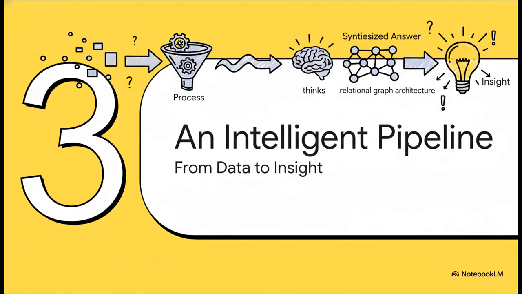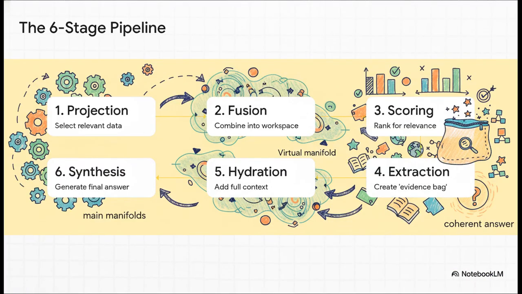So we've got the philosophy and we've got the architecture. But how does information actually flow through this thing? Well, that brings us to the intelligent pipeline. This is the step-by-step process the system uses to literally think its way from a simple question to a complex, synthesized answer. And it all happens in this six-stage journey.